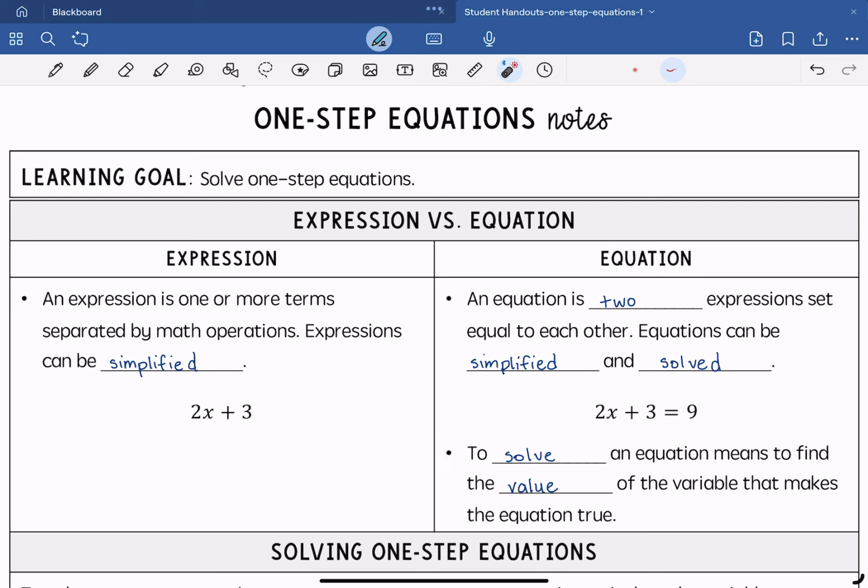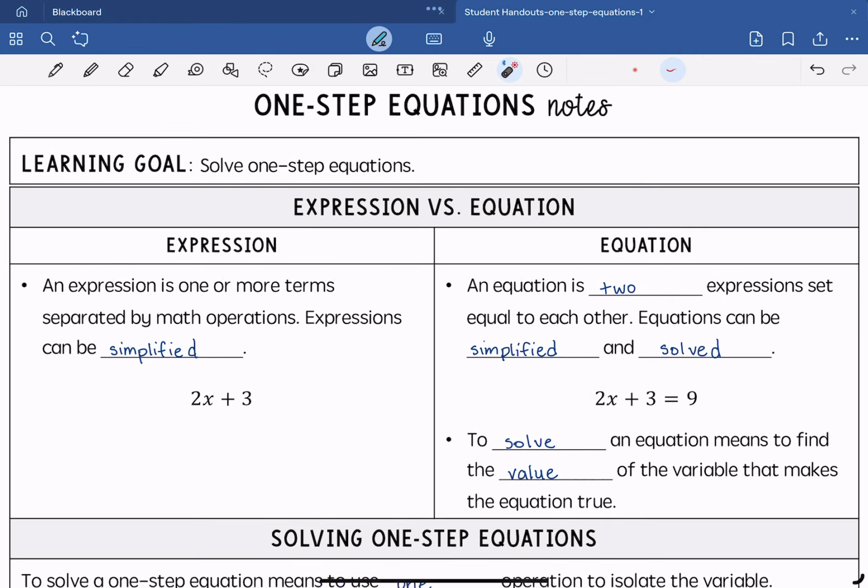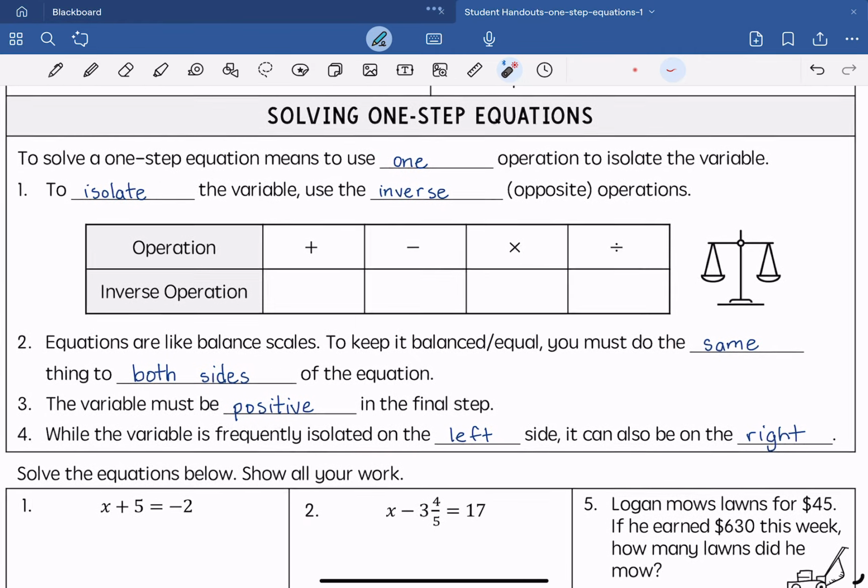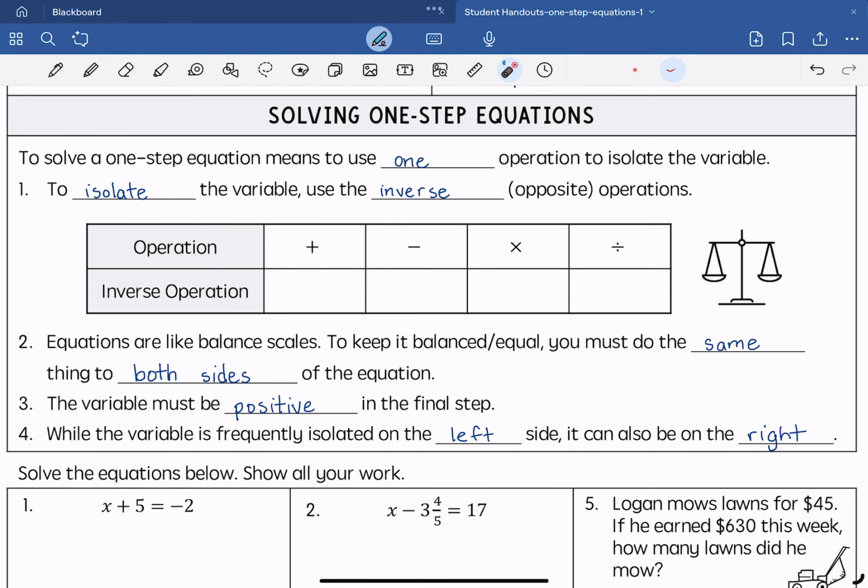To solve an equation means to find the value of the variable that makes the equation true, which means finding the value of x so that 2 times x plus 3 is equal to 9. So solving one-step equations: to solve a one-step equation means to use one operation to isolate the variable.